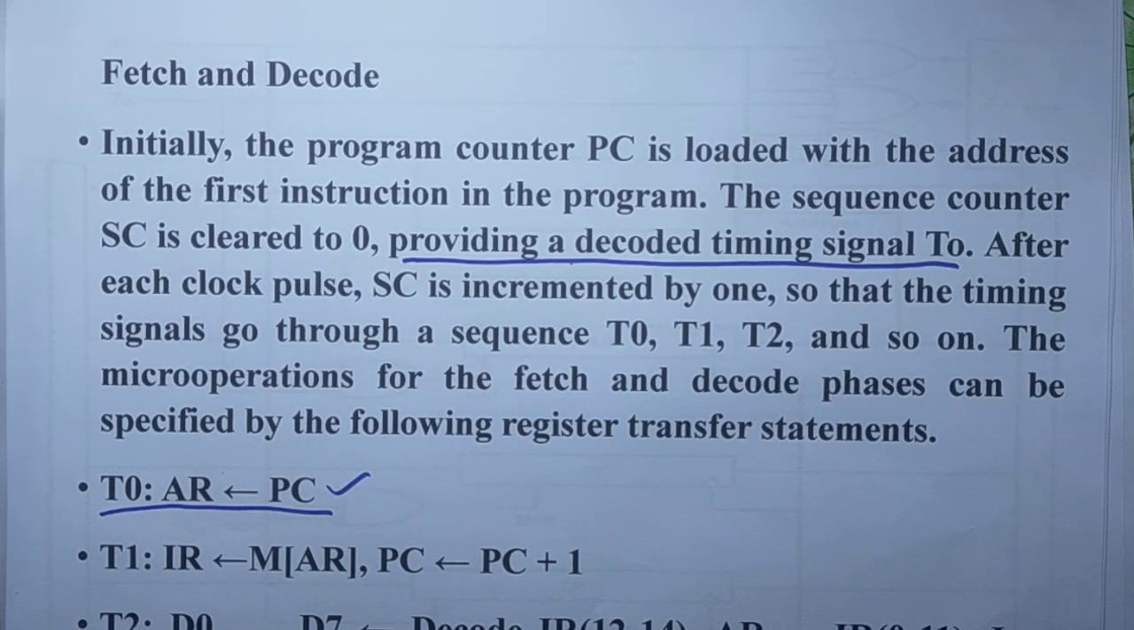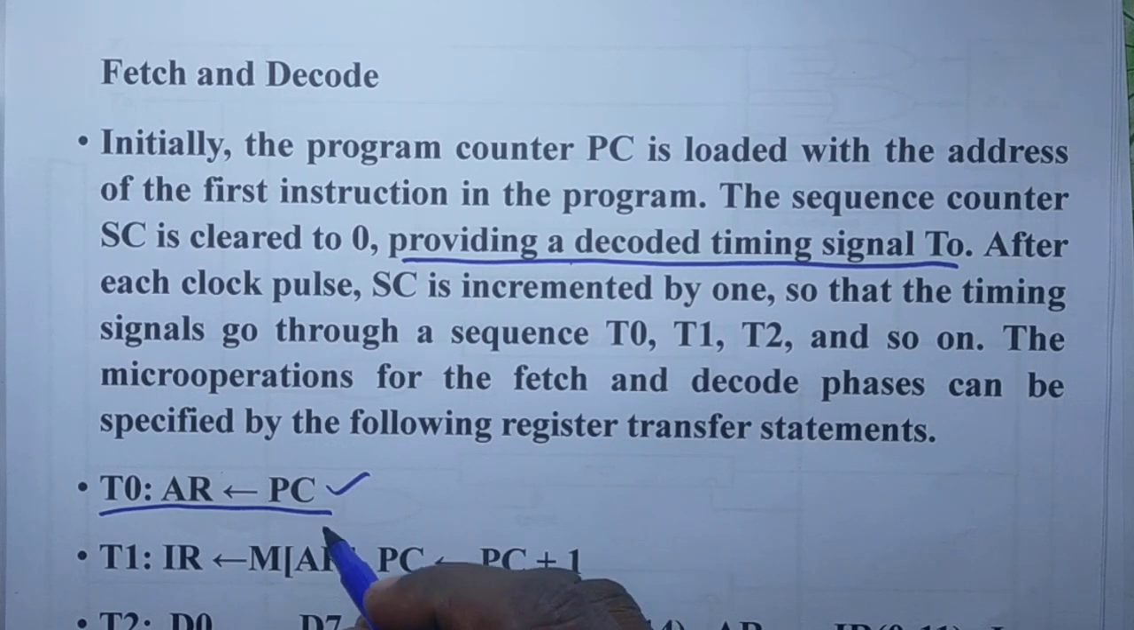The micro-operations for the fetch and decode phases can be specified by the following register transfer statements. Whenever the sequence counter is increasing, what will it do? The program counter also assigns different statements. Accordingly, the particular instruction is collected from memory and transferred to the instruction register. Once the instruction register finds that instruction, it checks whether it is correct or what to do. The instruction register can decide that, so it is done through different sequence counts.